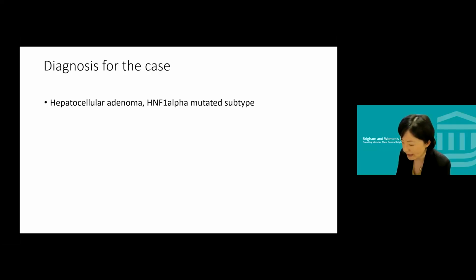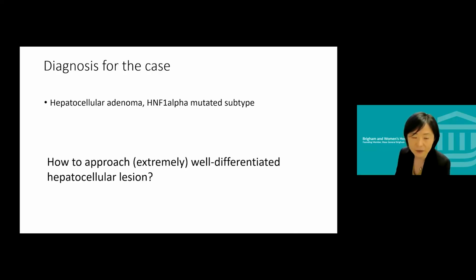The reason I picked this case is to discuss this topic of well-differentiated hepatocellular lesions, especially like this one, extremely well-differentiated. A lot of people find this topic very challenging. So how do we approach them?